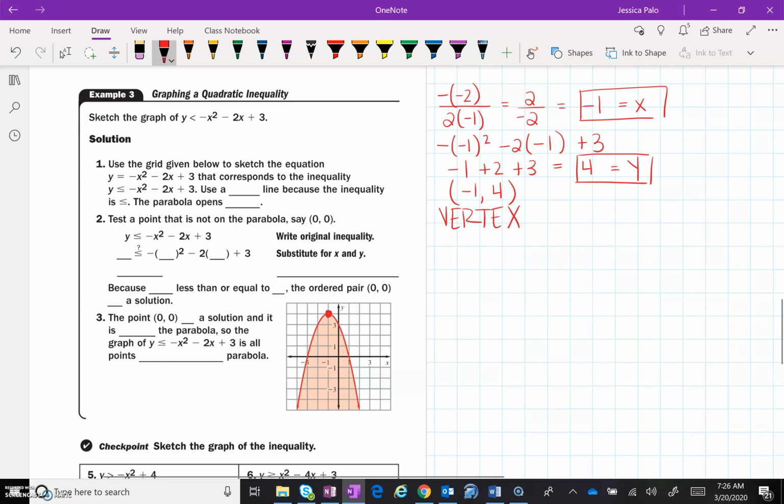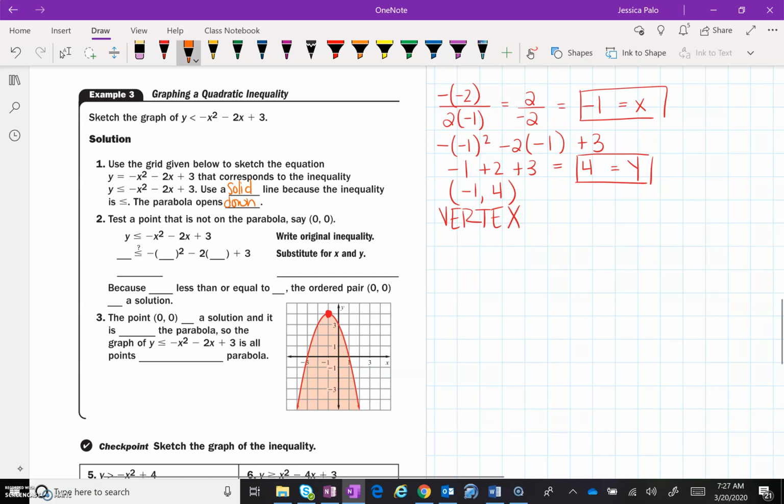You can check from the already graphed parabola on the notes that you are correct. Now we know that the parabola uses a solid line because the inequality is less than or equal to, and the parabola will open down because a is negative.